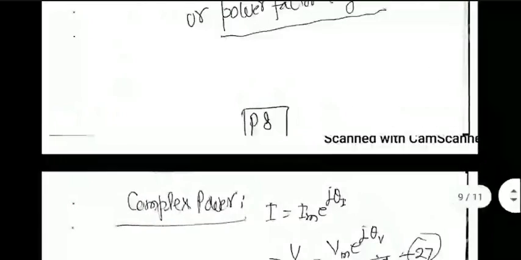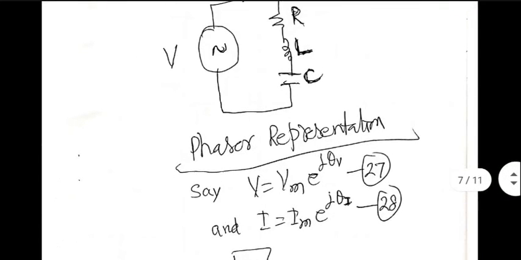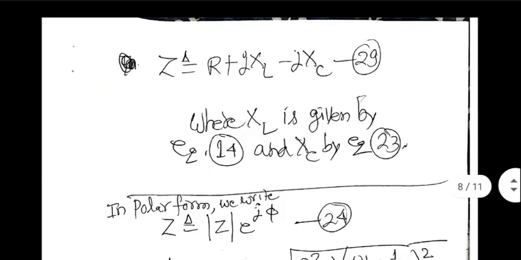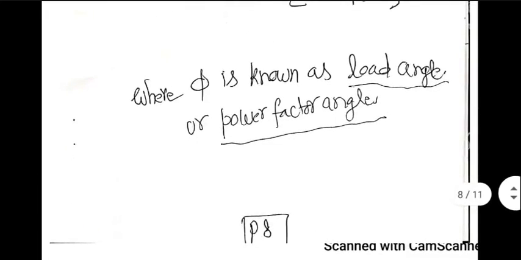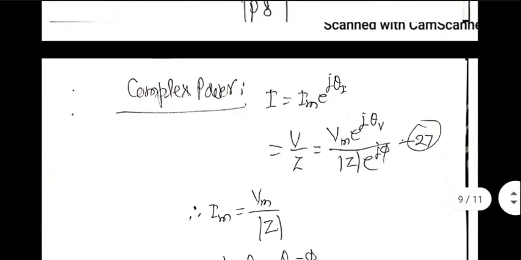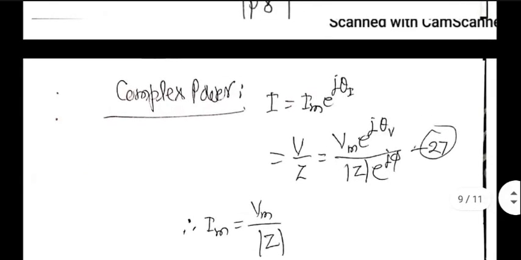Complex power in a series RLC circuit. How would that be written? Half into V into the complex conjugate of I. Now pay attention. This is where it starts becoming slightly different from what we have seen so far. Current is V divided by Z. That means Vm e to the power j theta V divided by magnitude of Z e to the power j phi.